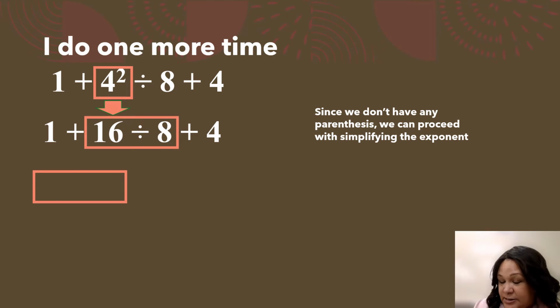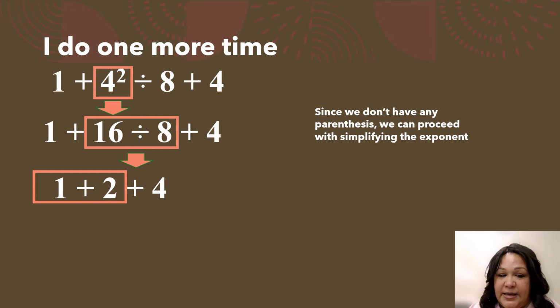All right, next, because we don't have any parentheses, we did our exponent, we now can do our division, okay? We didn't have any multiplication. So 16 divided by 8, that gives us 2, all right? Next, we can do our 1 plus 2. We can just go ahead and work from left to right. 1 plus 2 is 3. And then, of course, 3 plus 4 is 7. Okay?